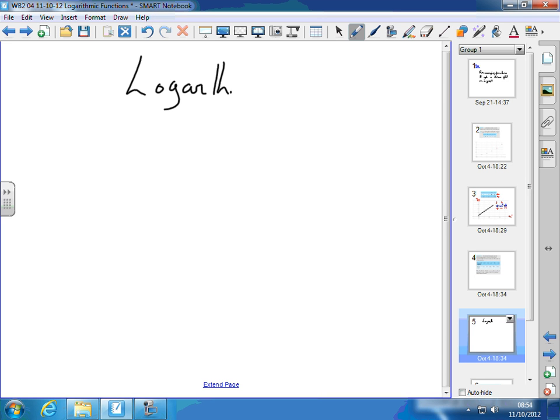We've looked at logarithms before, and as a reminder, if we've got something like y equals 10 to the power x, then the logarithm to the base 10 of x is y. That's the definition of logarithms.